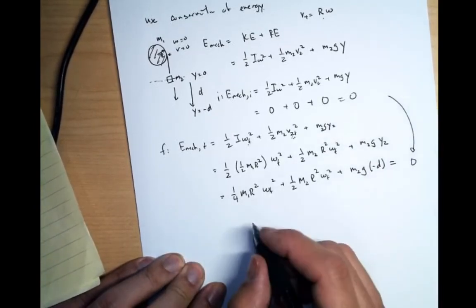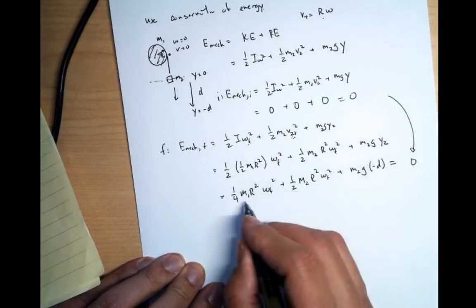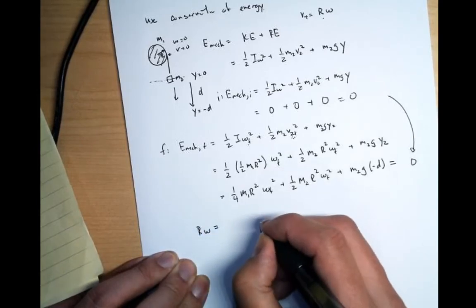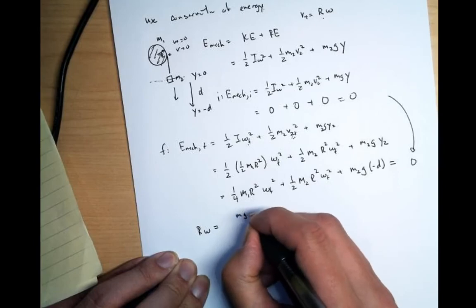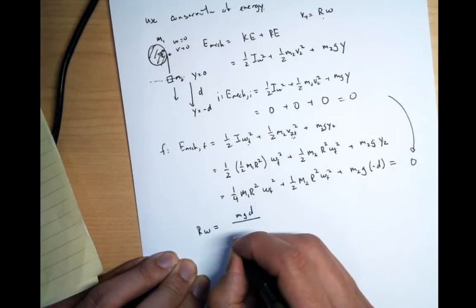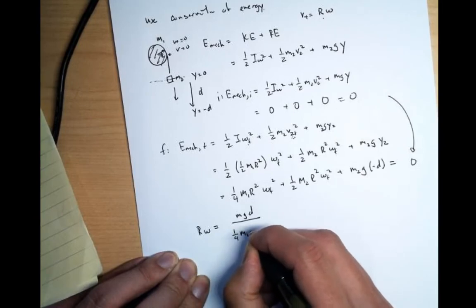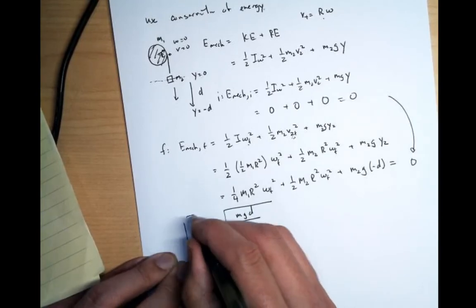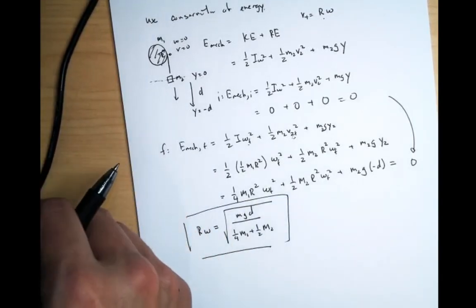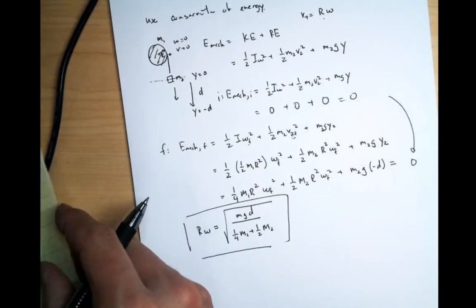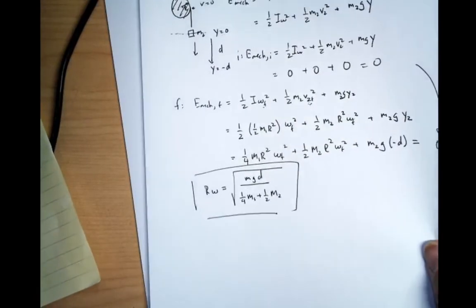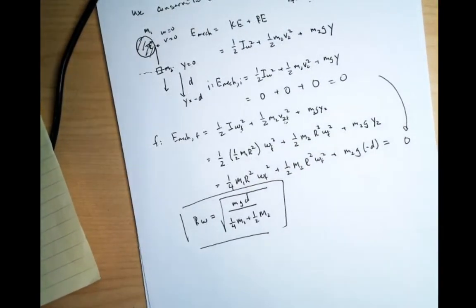And so you can solve this thing right here, okay? Omega is equal to, let's see, mgd divided by 1/4 m1 plus 1/2 m2, square root of this entire thing. Alrighty. Now, I think I might skip the rest of it, because the other one is just a slightly more complicated example of the same one.